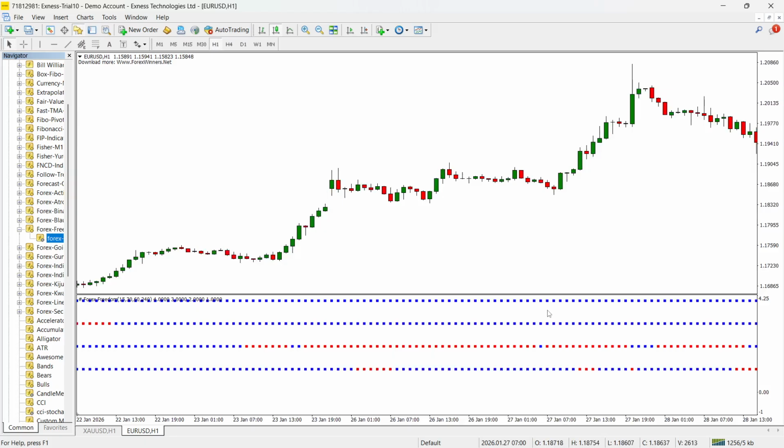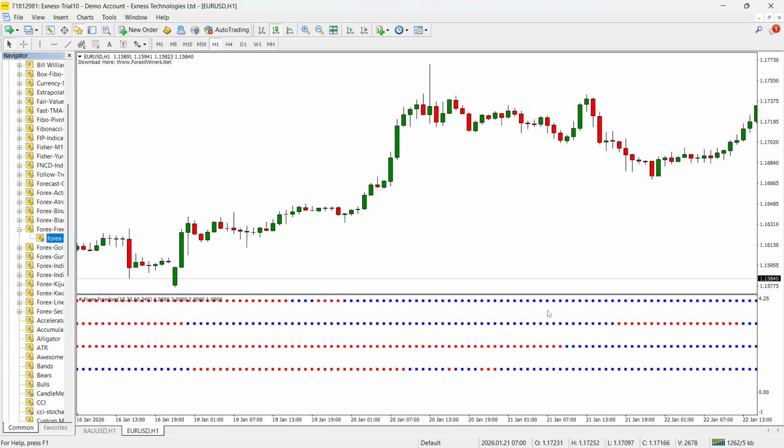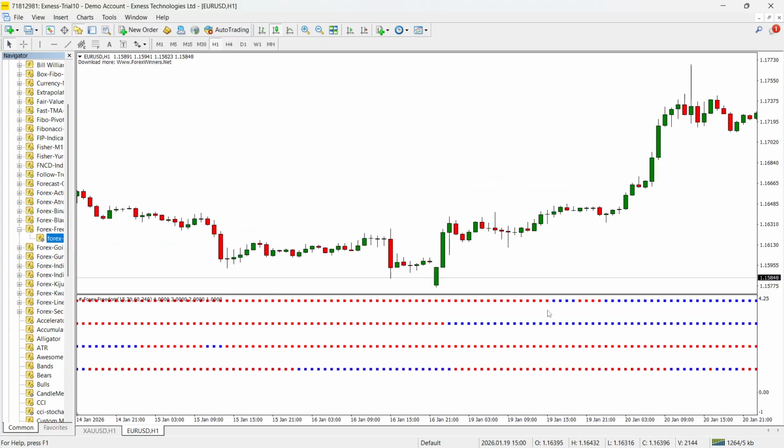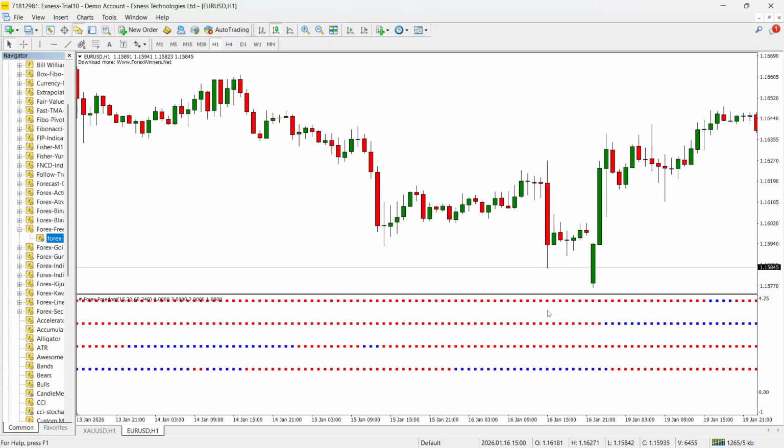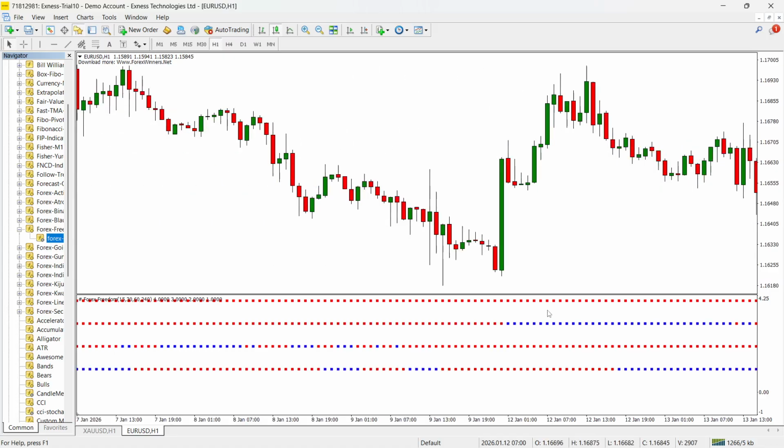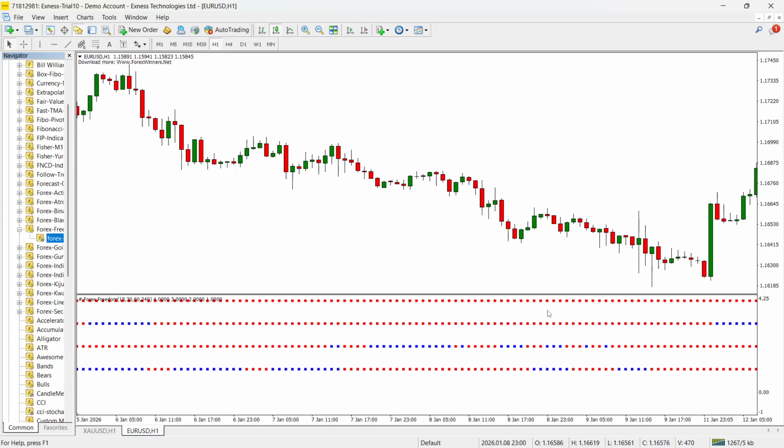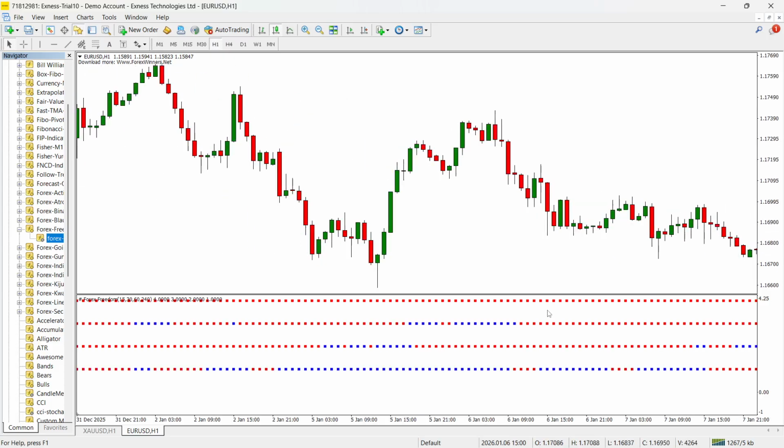Because the indicator condenses multiple CCI readings into one visual panel, it becomes easier to see at a glance whether the broader market structure supports buying, selling, or waiting.